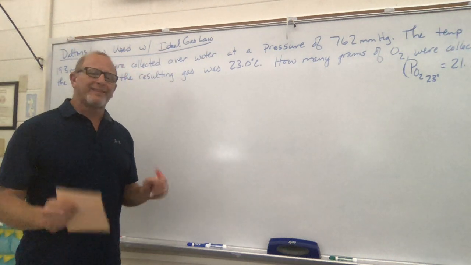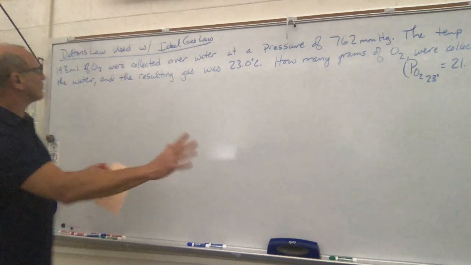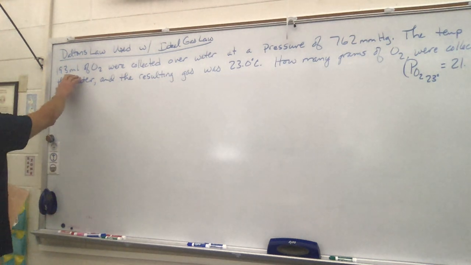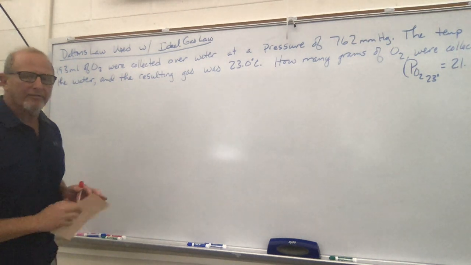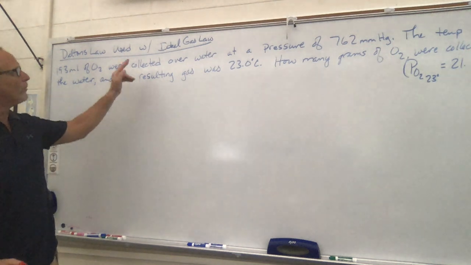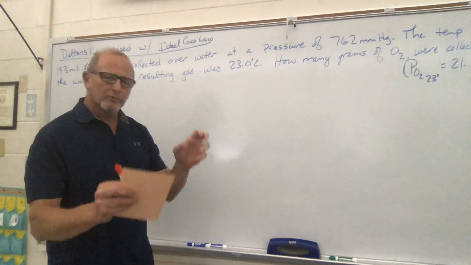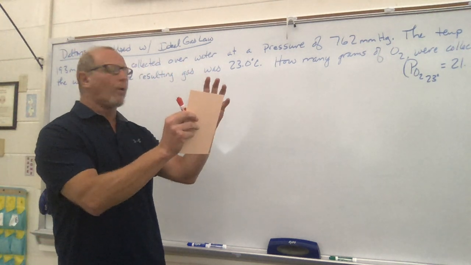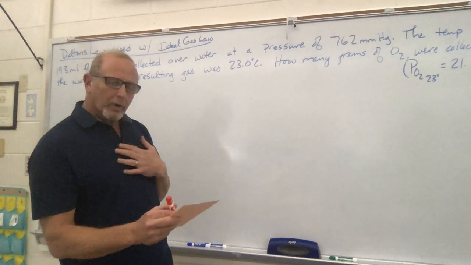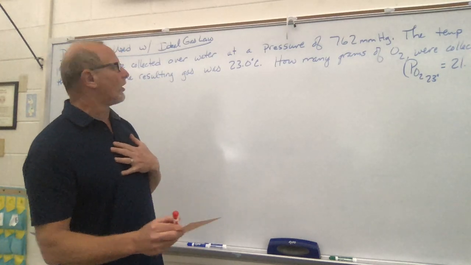Incorporate it with the ideal gas law. So here's what's going on. We collected 193 mL of oxygen gas, O2, over water. So this gas was bubbled up through the water. It got wet. We're going to have to dry that out using Dalton's Law.